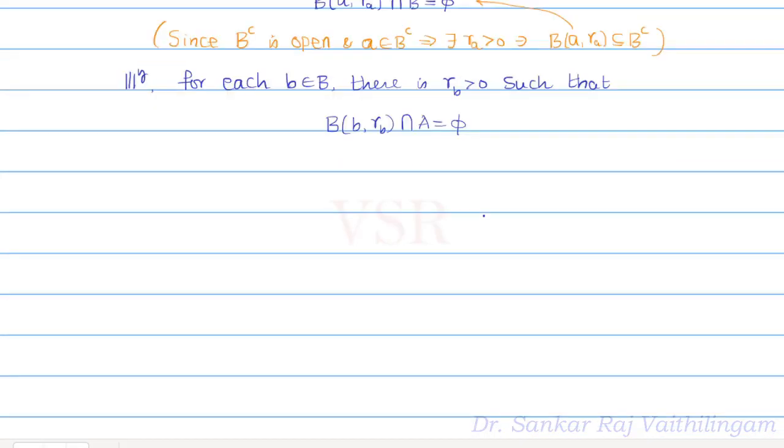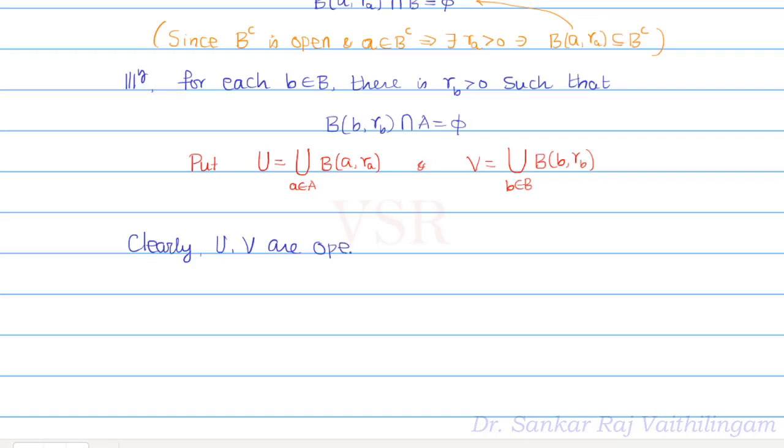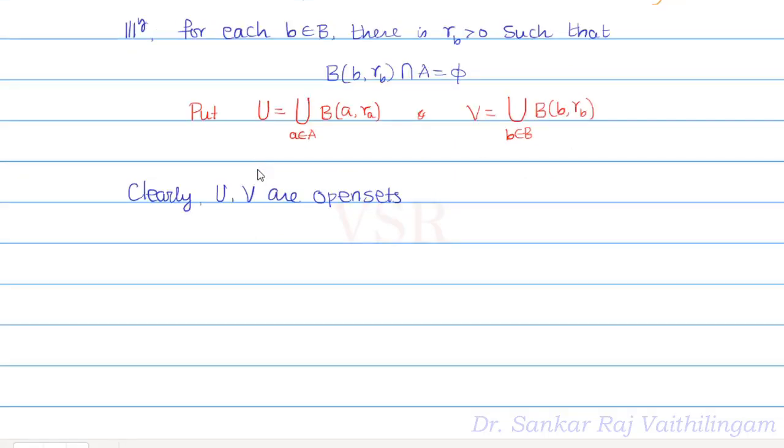Now put U equal to the union of all balls with center a and radius r_a, where a belongs to capital A. And take V equal to the union of all balls with center b, radius r_b, where b belongs to capital B. Clearly U and V are open sets, since an arbitrary union of open sets is open.